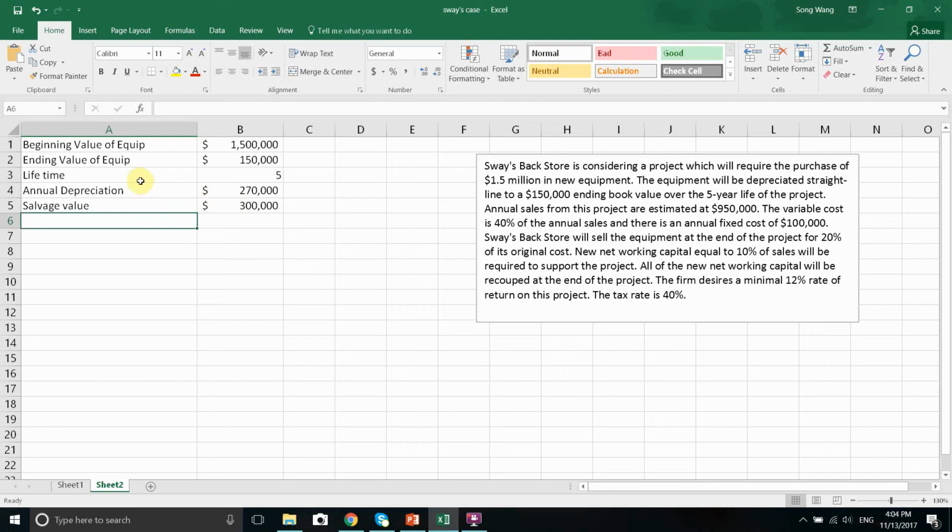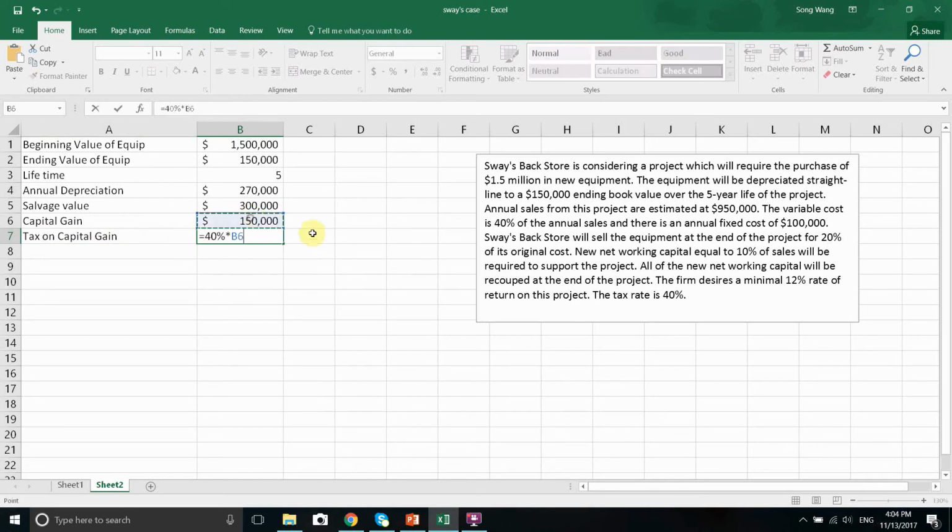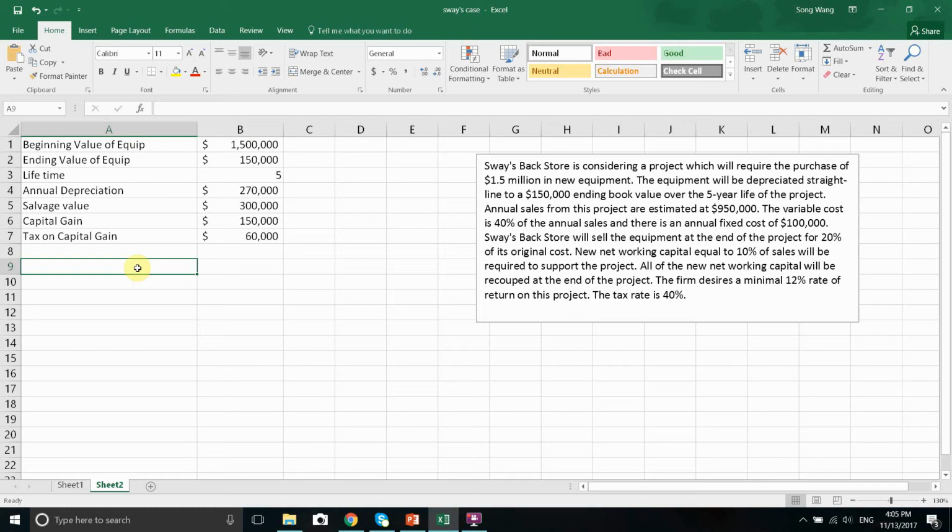Based on this, you can see that salvage value is above the ending book value. So the company is actually making a capital gain. And the capital gain is 300,000 minus this ending book value of 150, so that's a $150,000 capital gain. And of course, the company will pay tax on capital gain. The tax rate is 40% times 150,000, so that's $60,000 tax.